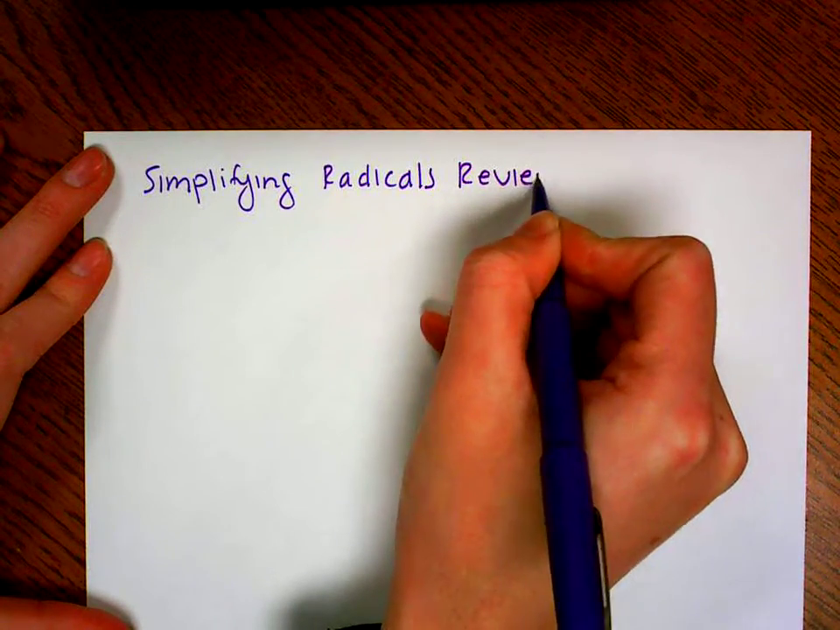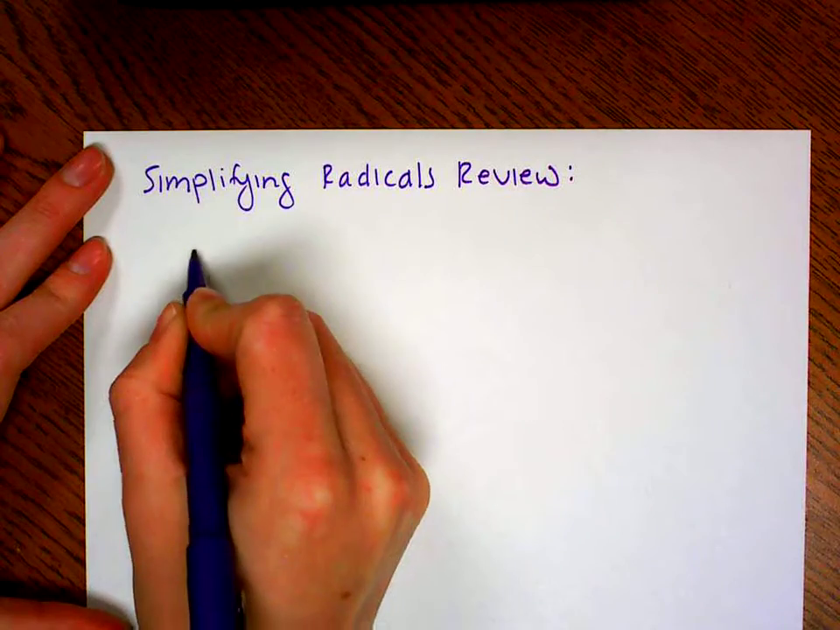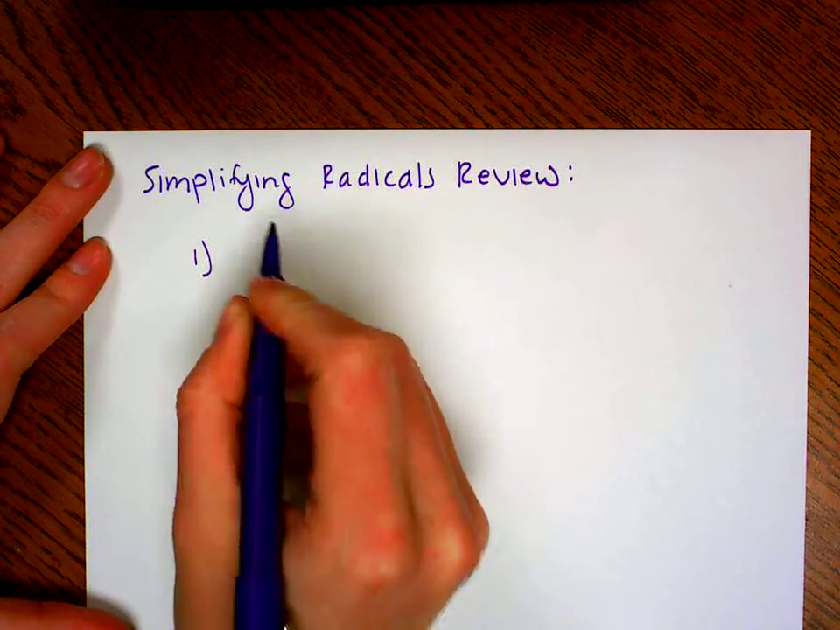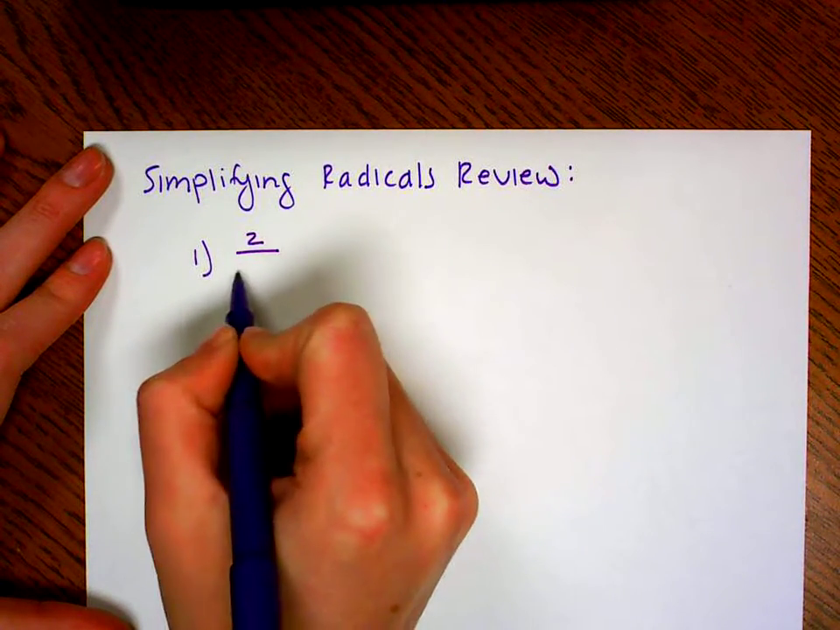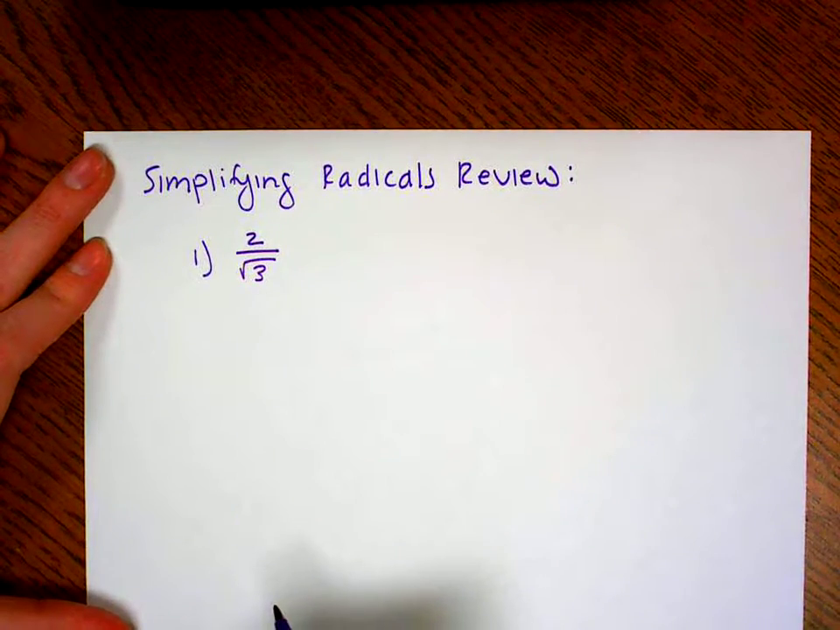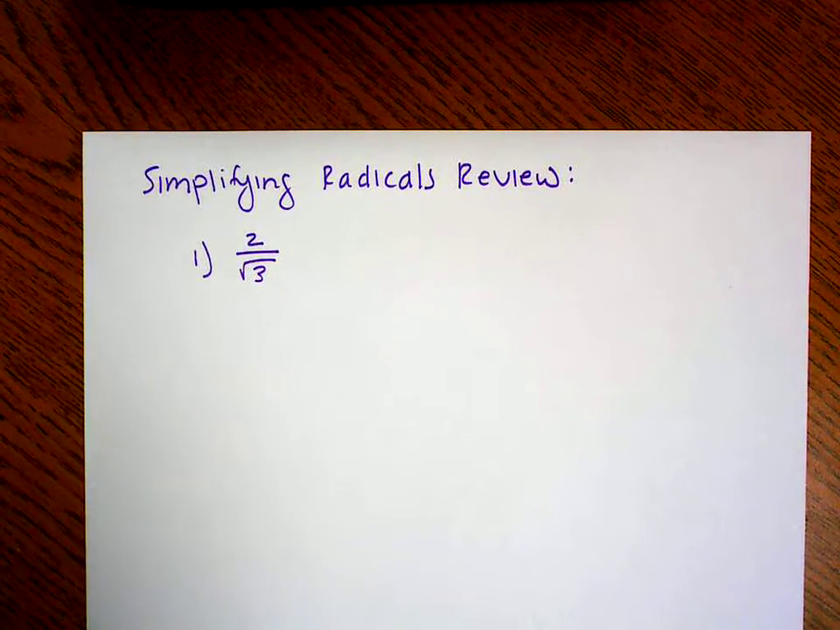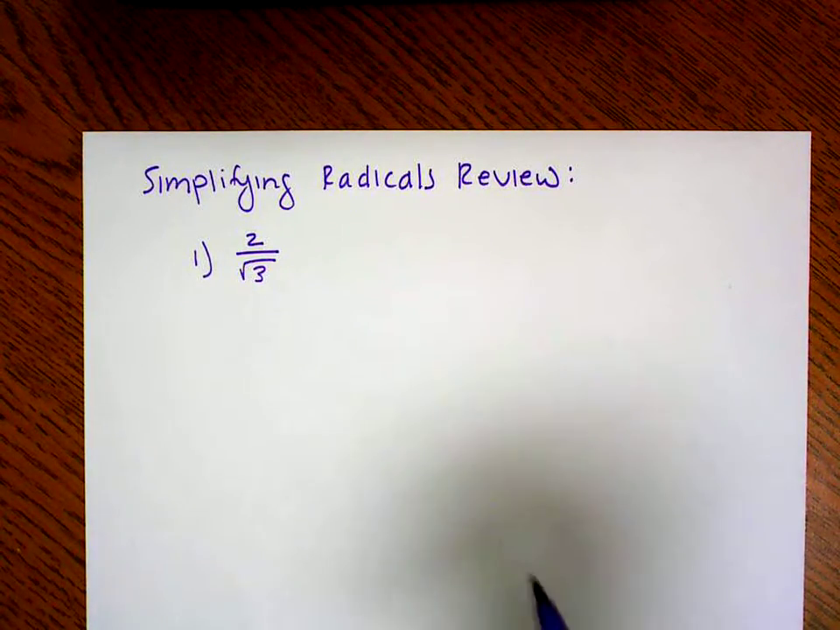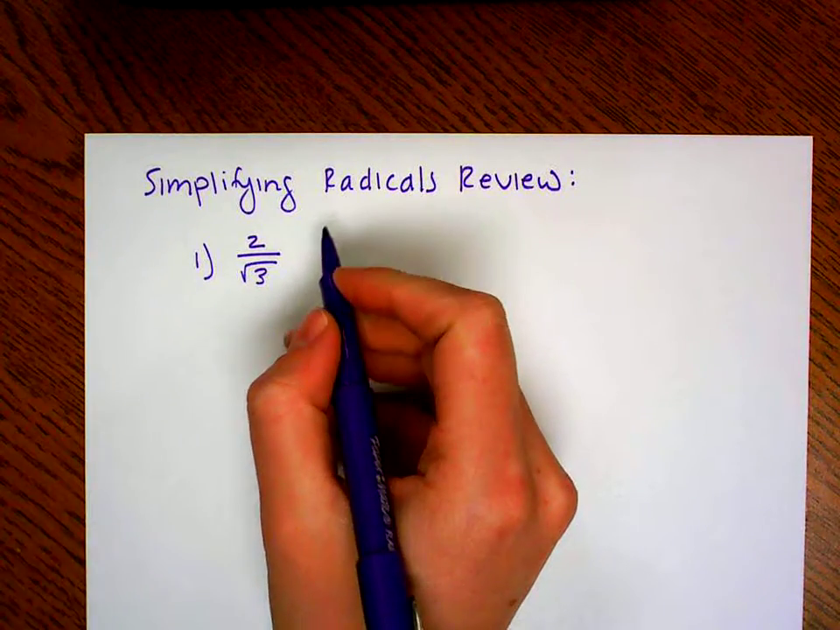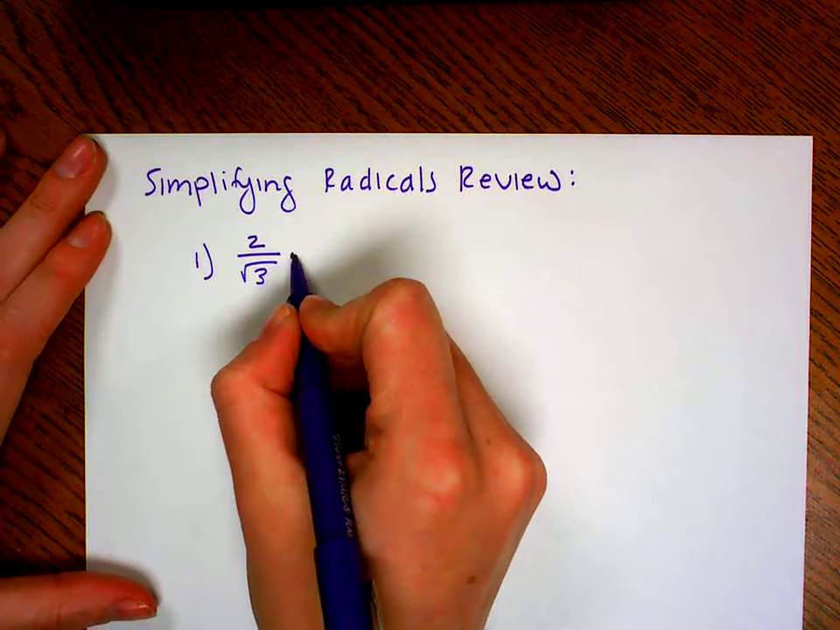Okay, there's a few things that you need to be able to do. The first thing is if you have something with a radical in the denominator, you need to be able to find a way so that even though you might still have a fraction, there's no more radical in the denominator. And the way we've learned how to do that is by something called rationalizing your denominator.